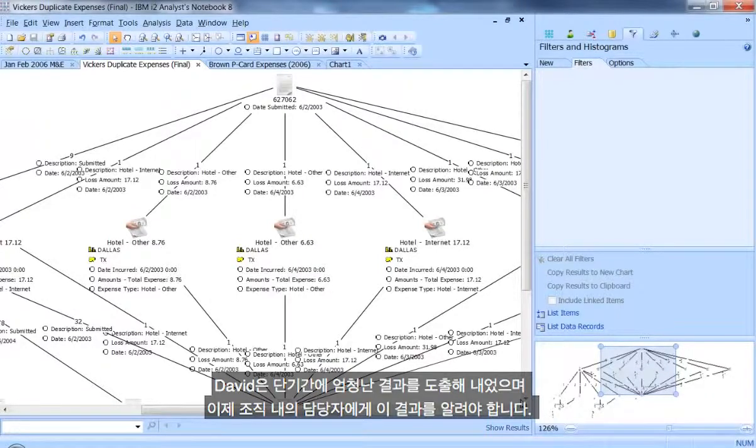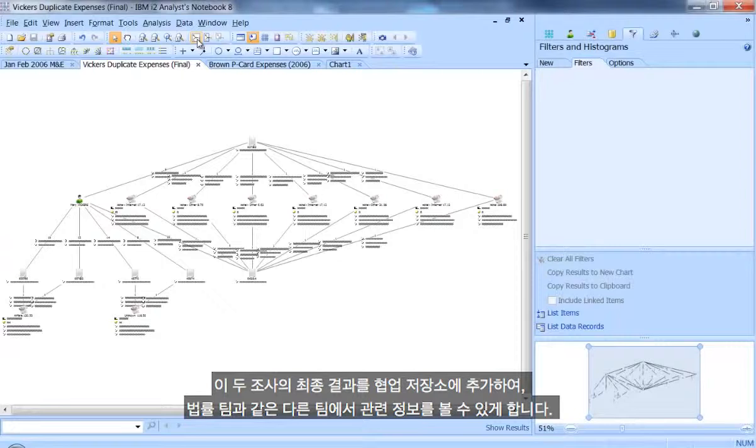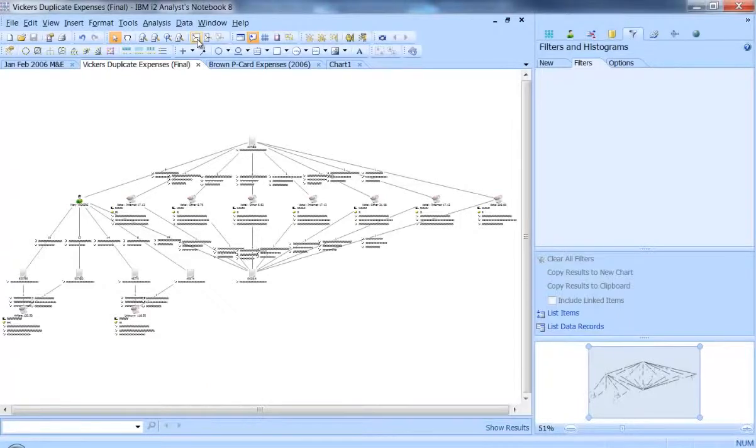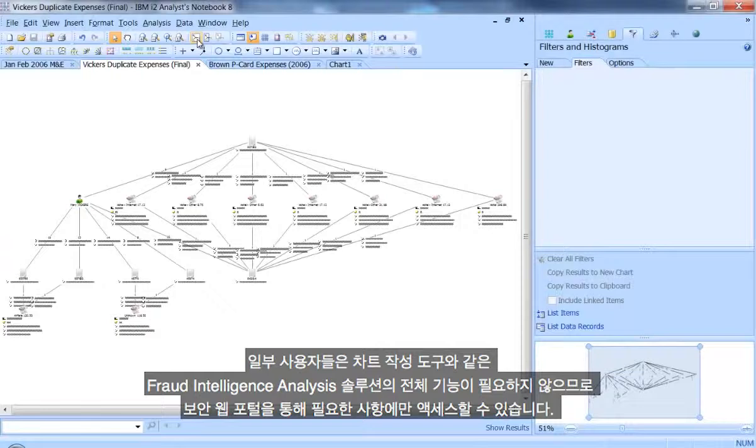David has accomplished great results in a short amount of time, and he needs to make sure that the appropriate people within his organization are notified. He adds the final results of both investigations into the collaborative repository, where others, such as his legal team, can view the relevant information. Because some users don't need the full power of the fraud intelligence analysis solution, such as the charting tool that we've been using, they can access just what they need through a secure web portal.